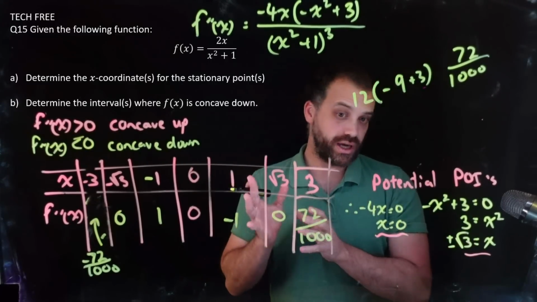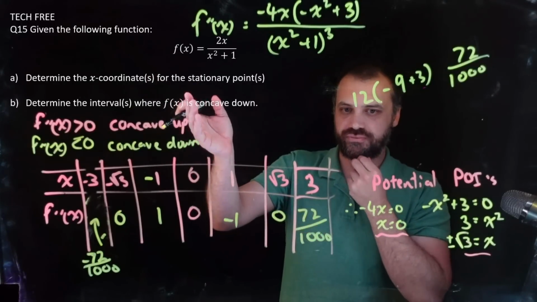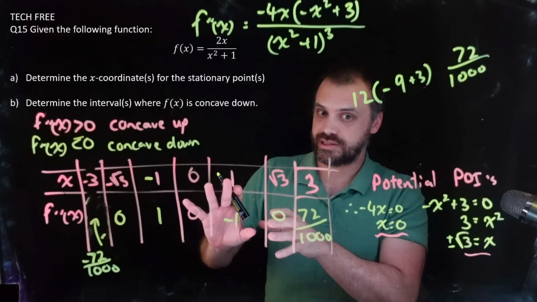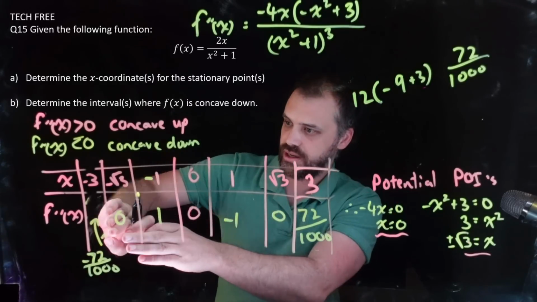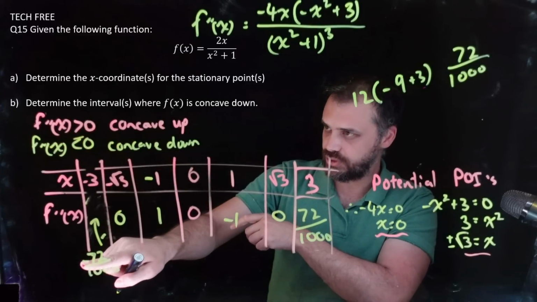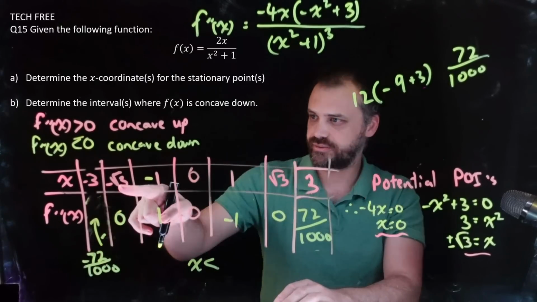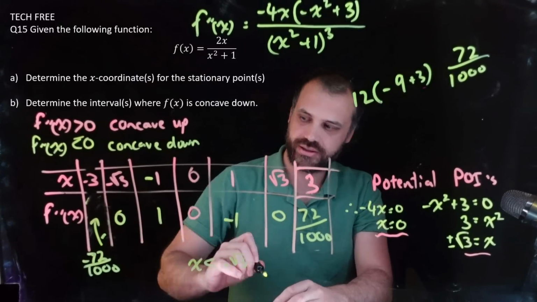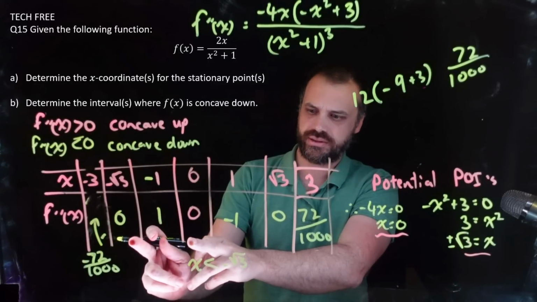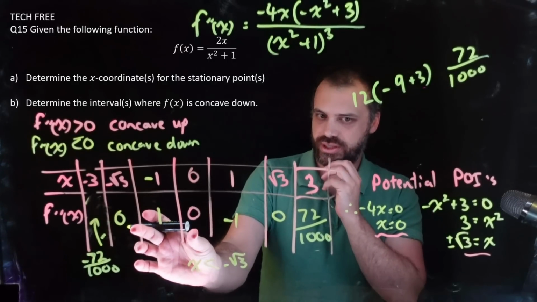So when is it concave down? And this is, we've finished the question, right? Determine the interval or intervals where f of x is concave down. It's concave down wherever it's less than 0. And from negative root 3 all the way over here, you can see it's less than 0, right? So if x is less than negative root 3, then it's concave down. Between here and here, it's positive. So it's concave up here.